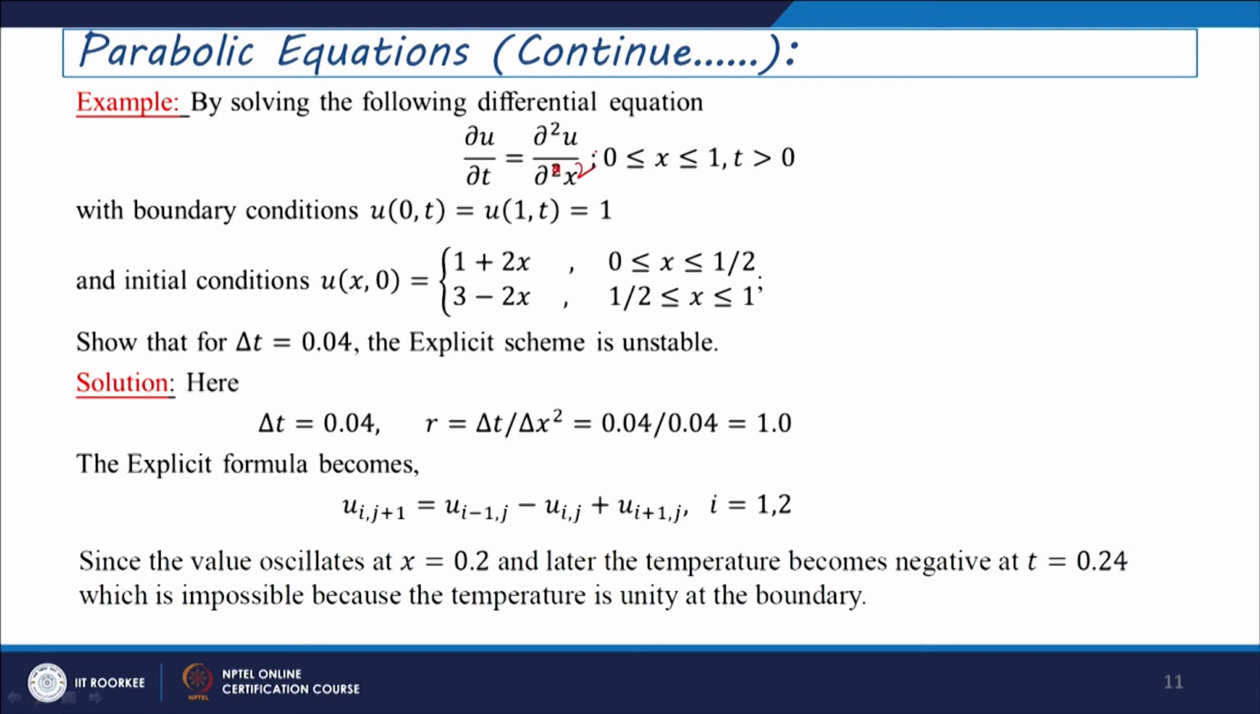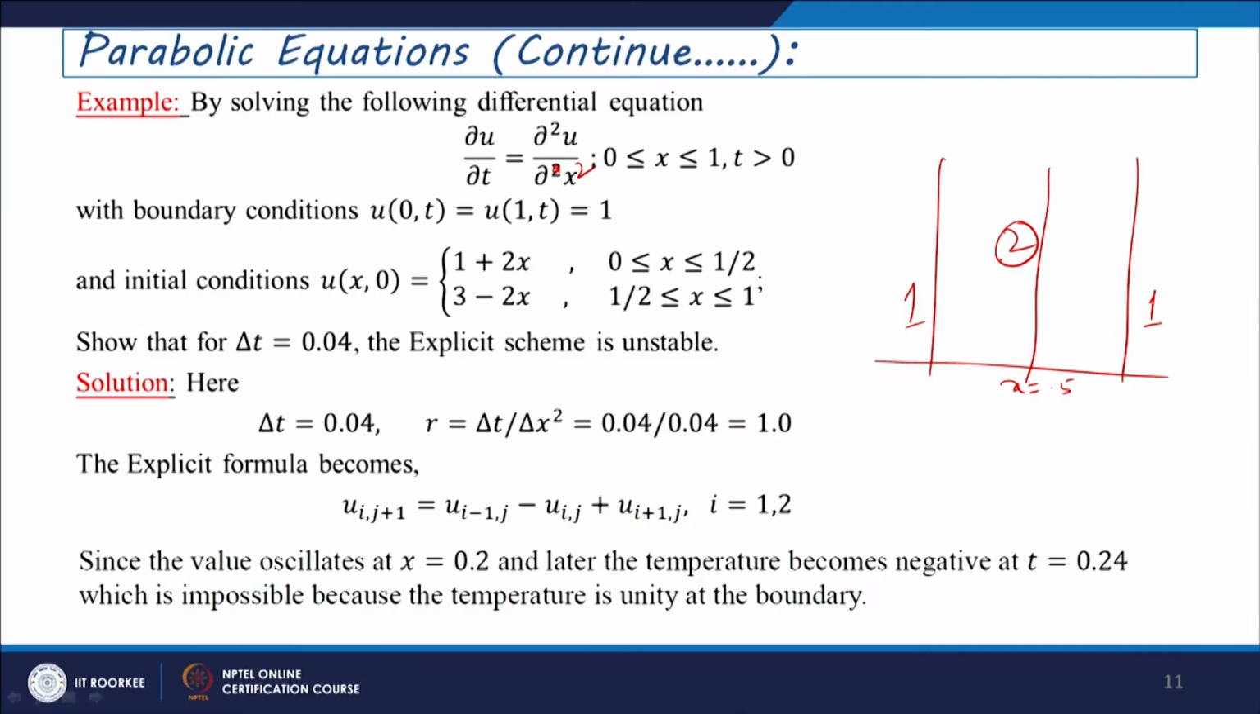So, we are writing this as ∂u/∂t = ∂²u/∂x², where x lies between 0 and 1 and t is greater than 0, with the boundary condition u(0,t) = u(1,t) = 1. The boundaries are prescribed as 1 at 0 and 1, and for the initial condition we assume the same symmetry condition: at x = 0.5 the symmetry will be maintained, so we take that condition as 2 here. Δt is given as 0.04, and the question asks to solve this problem using the explicit scheme.